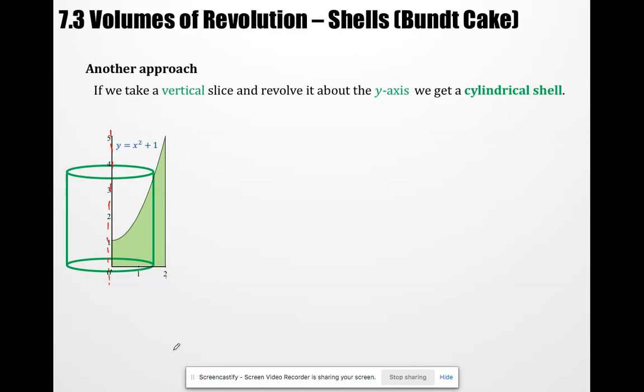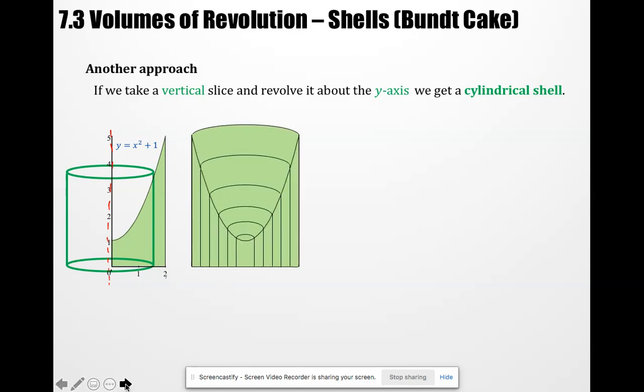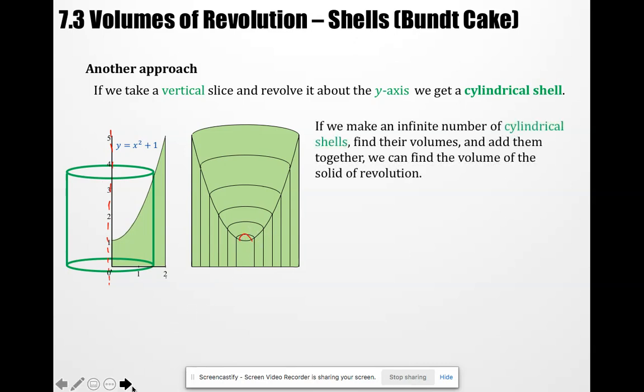That means I'm going to integrate dx, but I'm going to integrate a shell. So there's a cross section of all of those, right? If I slice them in half, all of those shells, the shells are parallel to the axis of rotation.